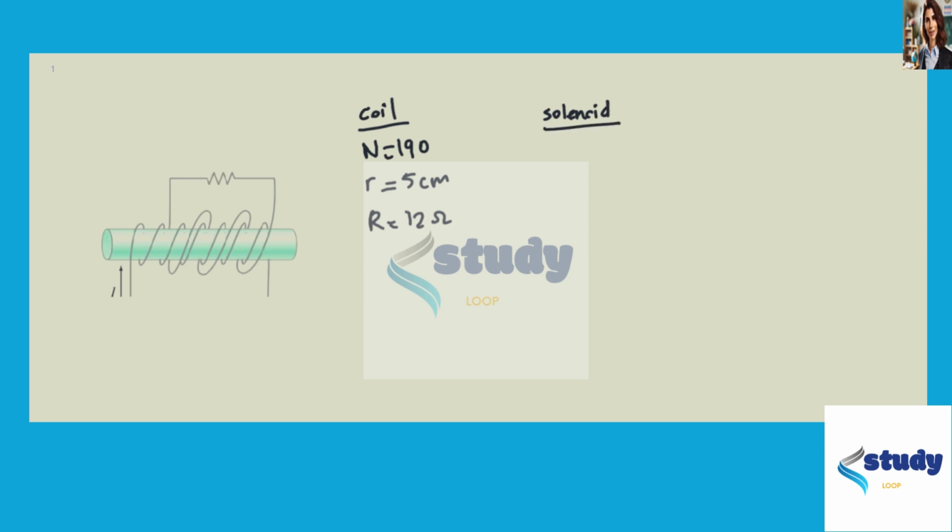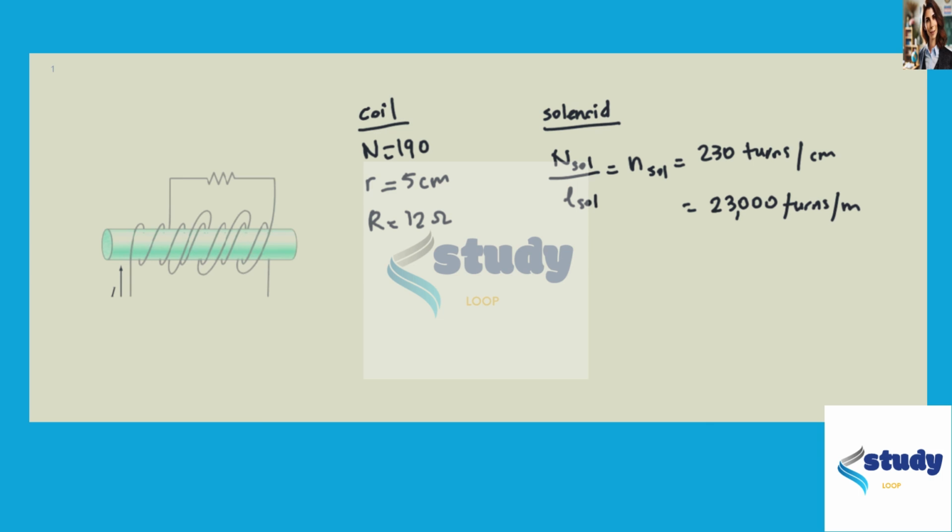that has a number of turns per unit length of 230 turns per centimeter. Because if per centimeter is 230, per meter it's going to be 23,000 turns per meter, right?